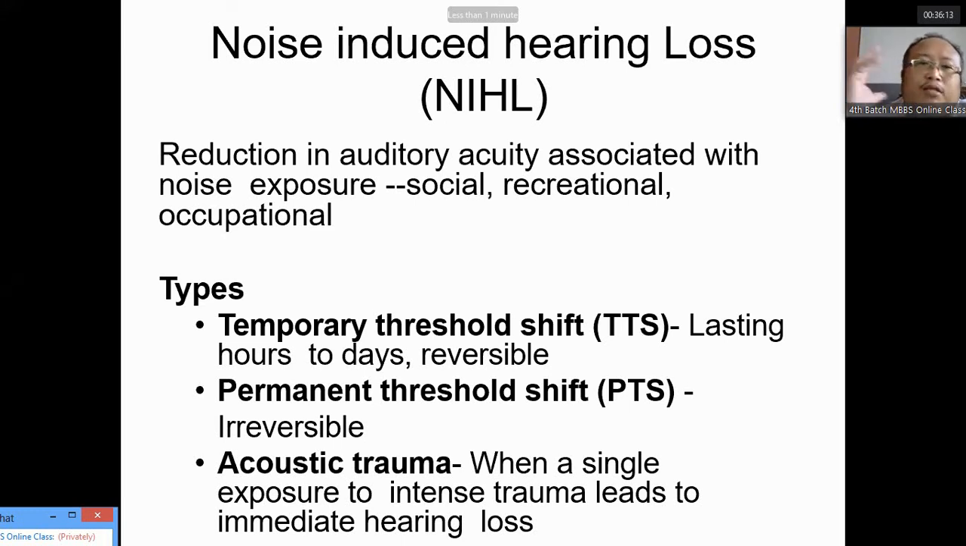If a bomb blast happens next to the ear, you can call it acoustic trauma. But noise-induced hearing loss causes hearing loss slowly. In temporary threshold shift, it is reversible and the hearing loss lasts only a few hours or 2 days. But in permanent threshold shift, it is irreversible and the hearing loss is permanent.